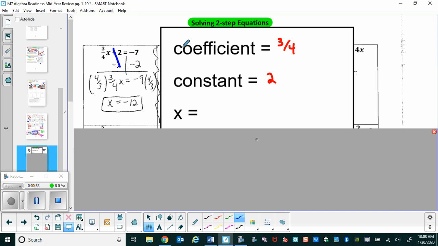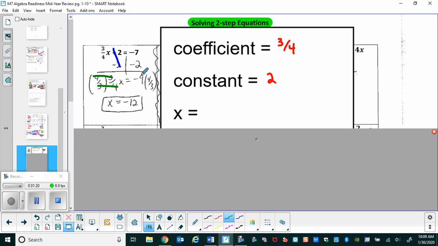Now, because my coefficient is a fraction of 3/4, we're going to multiply both sides by the reciprocal 4/3, and that cancels out over here. 12 divided by 12 would be 1, and 1 times x is just x. And over here, you have a couple of options. You could do the 9 times 4, which is 36. Now divide that by 3. Or you can do 9 divided by 3 is 3. Now times 4 would be 12.